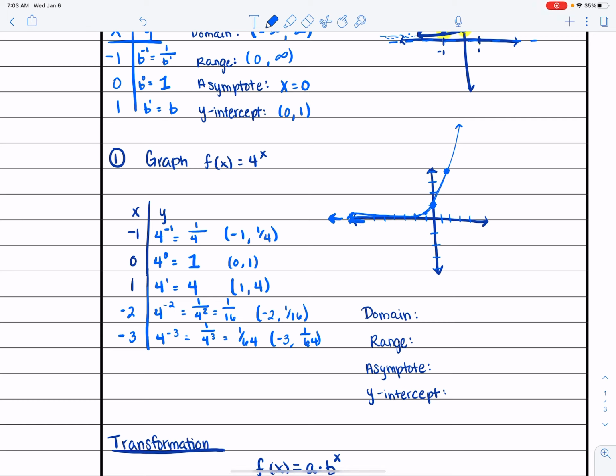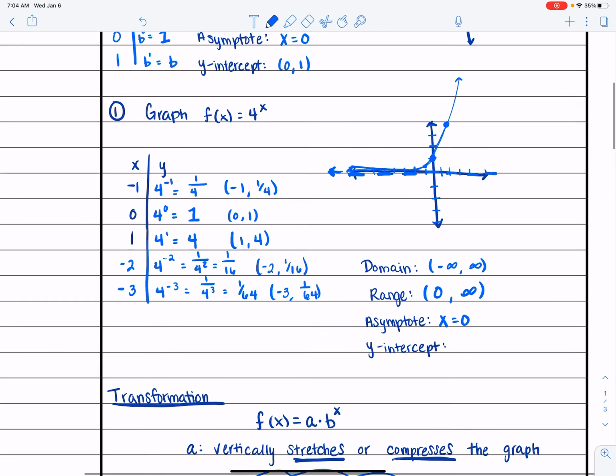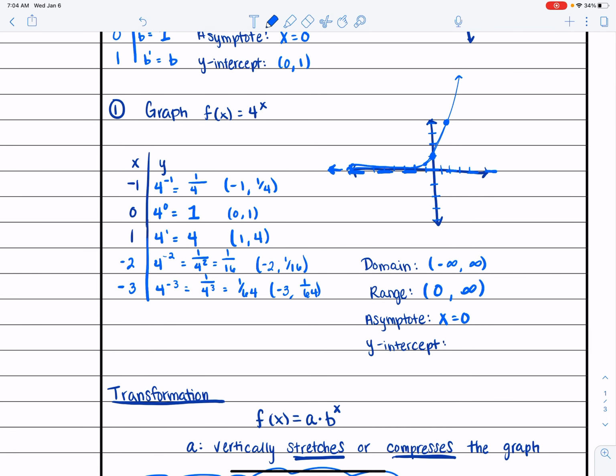So we have an asymptote at x equals 0, because it doesn't matter what negative number you pick, it's always going to be a fraction that's going to get you closer and closer to 0. So that's where we come up with that asymptote. All right, the domain goes forever left and forever right. The range goes from the asymptote of 0. We'll never touch it, so we use a parenthesis, to infinity because it's going to go forever high. The y-intercept happens where x is 0, and that is at 1.